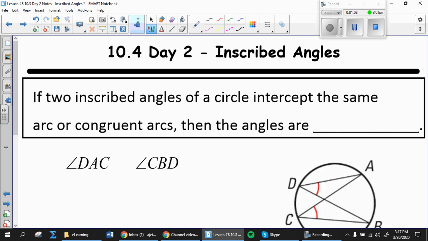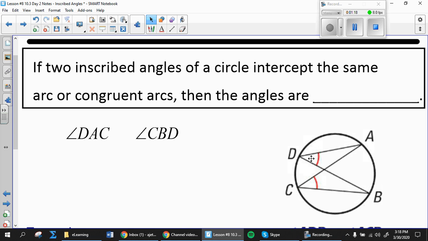All right, day 2. We have a new property that we're going to use today with inscribed angles and intercepted arcs. Basically it says if two inscribed angles of a circle, so if you have two different angles that intercept the same arc or congruent arcs. So if you notice here, angle D and angle C both intercept this arc AB. Okay, so if this angle here and this angle here both intercept that same arc, then the angles are congruent to each other.